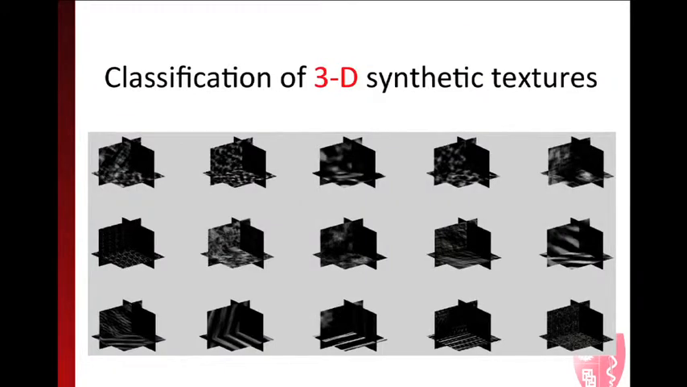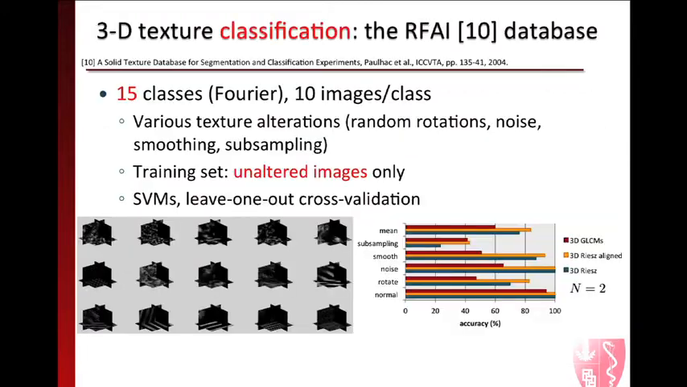Okay, so let's see now how we can classify 3D textures. We use this database, which contains 15 classes, those classes here. They are defined in the Fourier domain, so they are typically synthetic textures. We have 10 images per class. There is one normal version of the database, and also several versions with various textural alterations, such as random rotation, noise, smoothing, or subsampling.